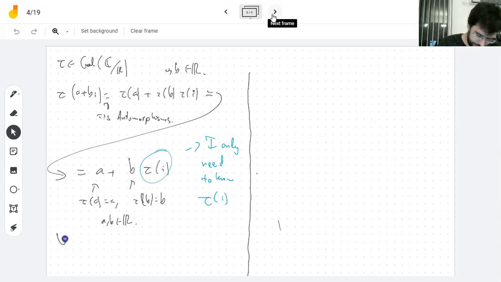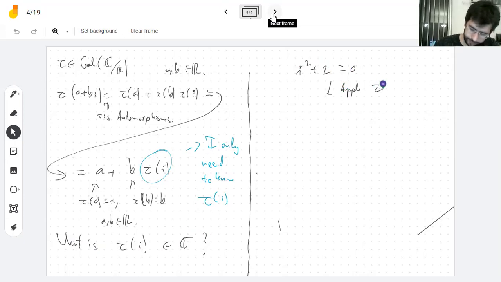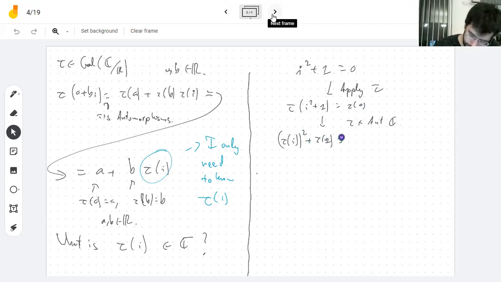So what could tau of i be? Could it be any complex number? The answer is no. Let me tell you why. Because I know that i squared plus 1 is 0. If I apply tau, what I'm going to get is that tau of i squared plus 1 is tau of 0. Again, since tau is an automorphism, all these additions and multiplications are going to commute with tau. So I can just do them after I apply tau. And since 0 and 1 are real numbers, when I do tau, they stay in their place.